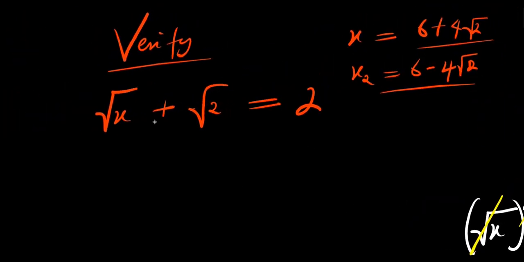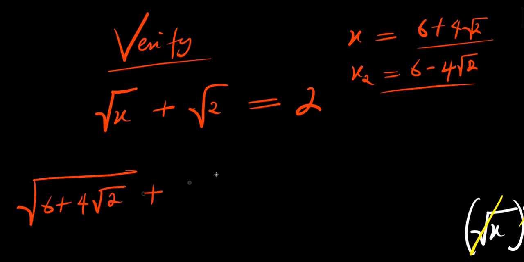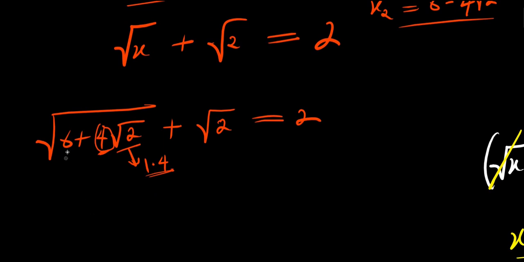Now what I'm going to do will be to check. We have square root of x is 6 plus 4 root 2 plus root 2 equals 2. So here is 4. Square root of 2 here is about 1.4. Now, if you multiply this 4 by 1.4, this will give you about 5.6. And if you add it to 6, this whole thing will give you about square root of 11.6. This is a number greater than 11.